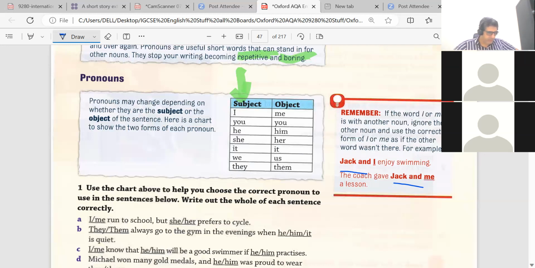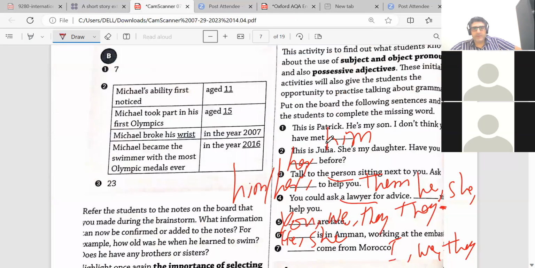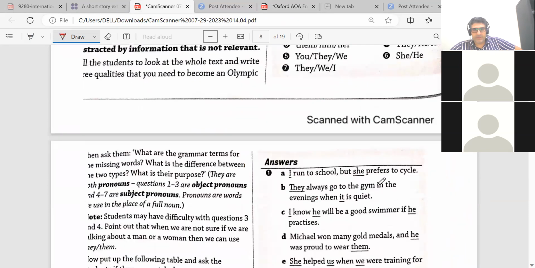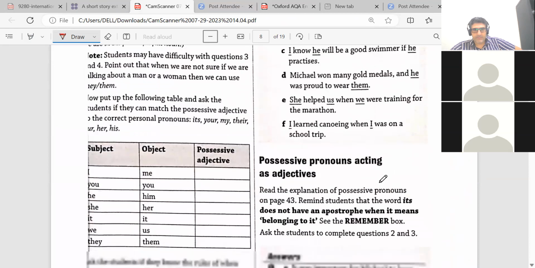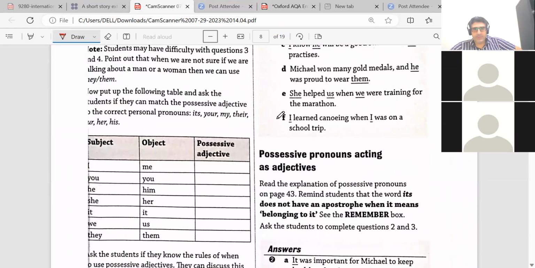Okay? So what you need to do is what, ya shabab? Here, just try to complete this. Okay? The personal pronouns, subject, object, and this one. Can you see my screen?